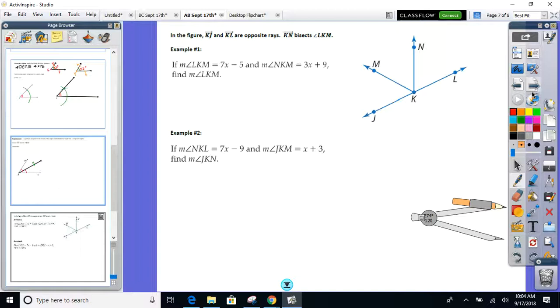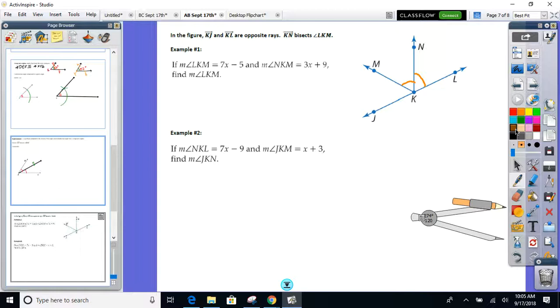Where can I put markings? Give me two angles that are congruent now, if this is a bisector. Go ahead. LKN, this angle right here, LKN, and what other angle? MKN. Those two are congruent because KN is cutting that whole angle in half.